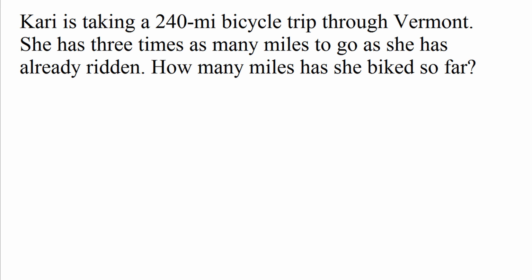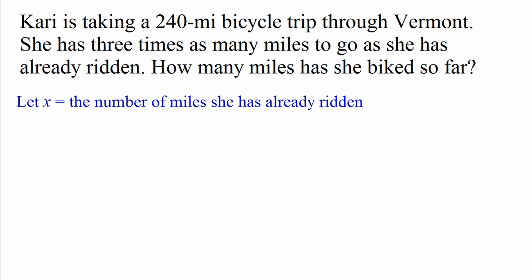Carrie is taking a 240-mile bicycle trip through Vermont. She has 3 times as many miles to go as she has already ridden. How many miles has she biked so far? We'll start by letting x be the number of miles that she has already ridden.